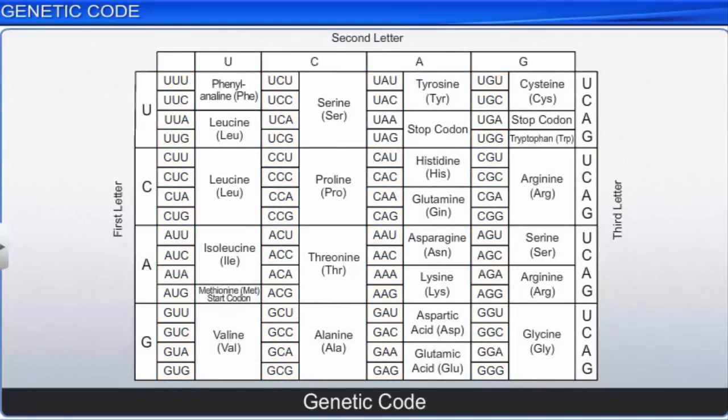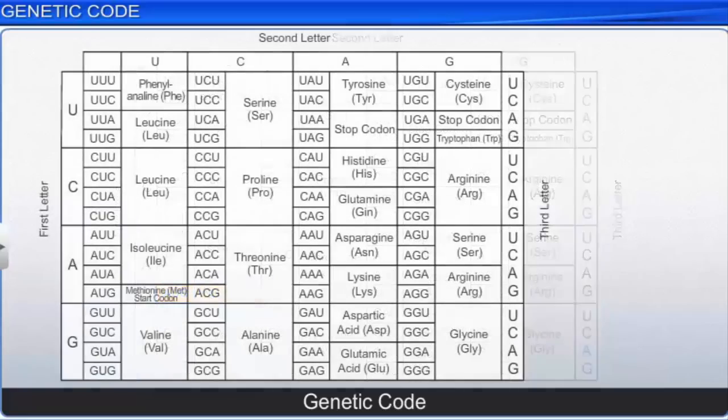Moreover, one codon codes for only one specific amino acid, which makes the genetic code unambiguous and specific. For example, the codon UGG codes for tryptophan, and AUG codes for methionine as well as acts as a start codon, which means it initiates the protein synthesis.